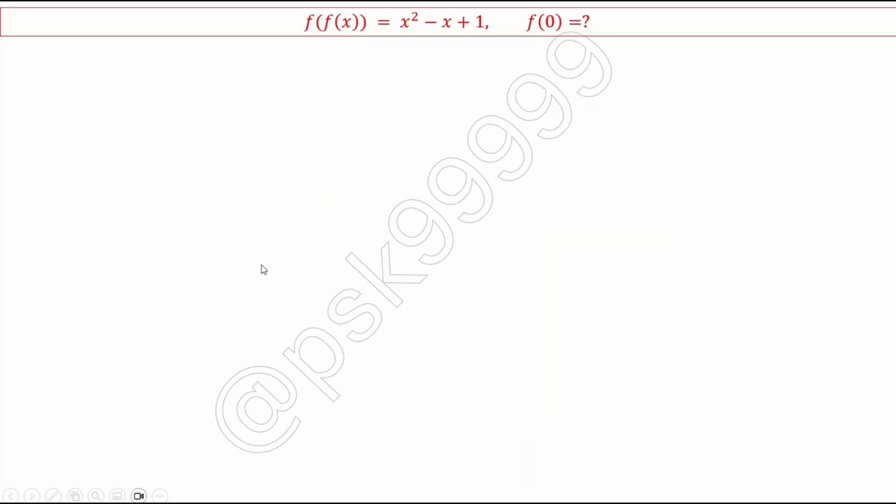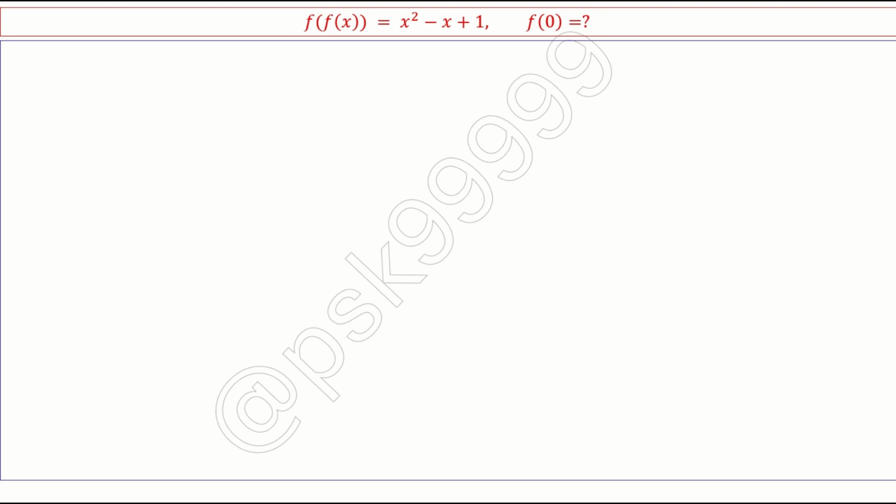Next. f of x equals x square minus x plus 1. Then what is the value of f of 0? This is another type of problem which keeps coming in engineering entrance exams. How to find such things? Now we need to find f of 0. From this, if I substitute x equal to 0, I'll get f of 0, but not f of 0. So from this, how to get f of 0?